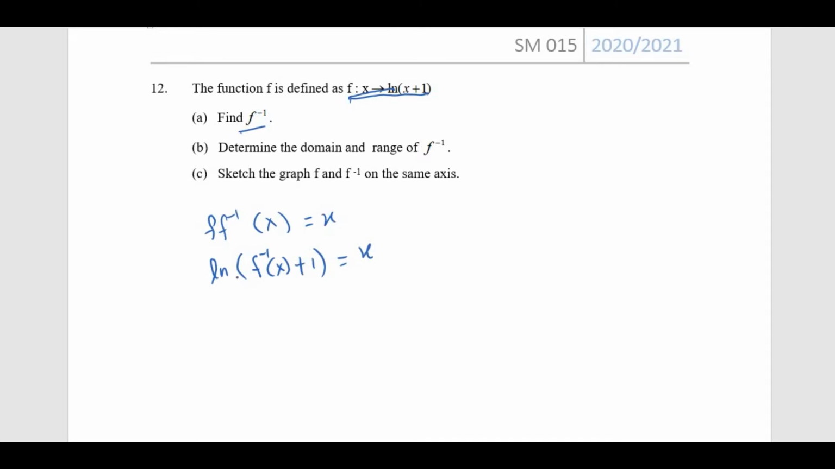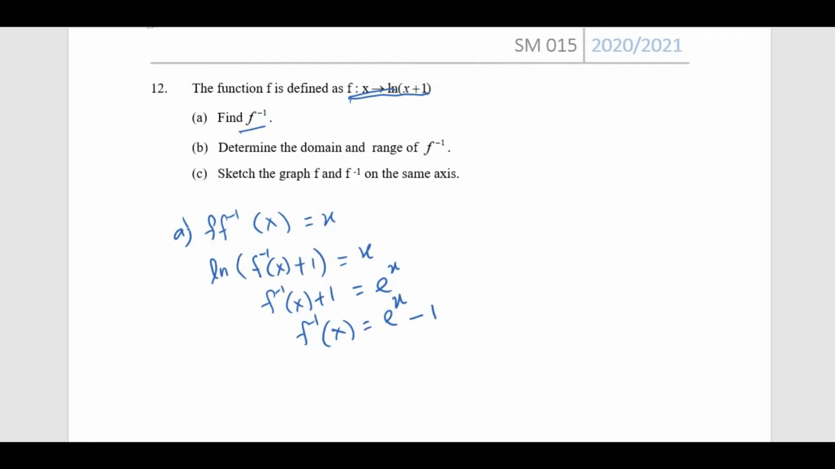And then you change this into exponential form, or you can take the exponent of both sides. Then you get f inverse of x plus 1 is equal to e to the power of x. So from there you get the f inverse of x is actually equal to e to the power of x minus 1.